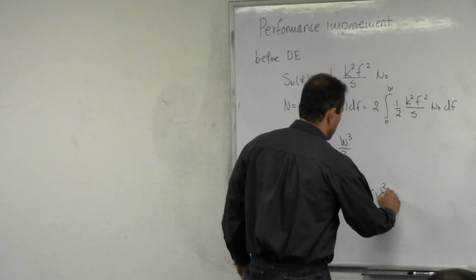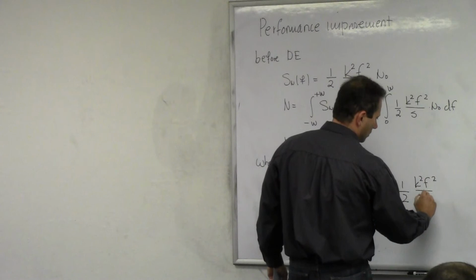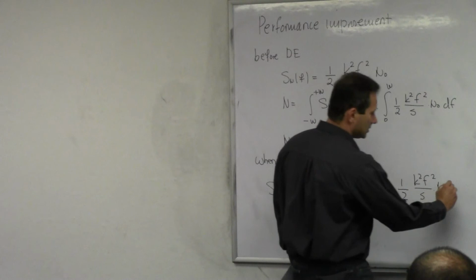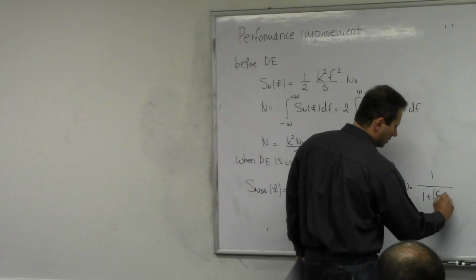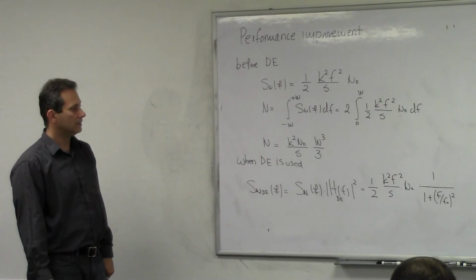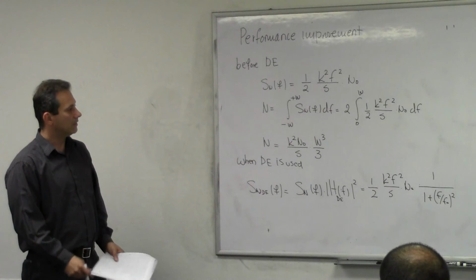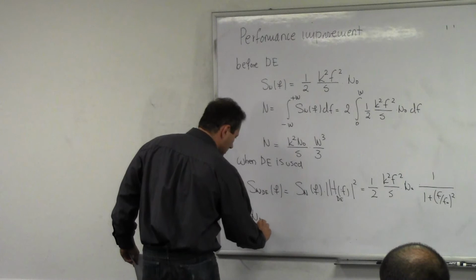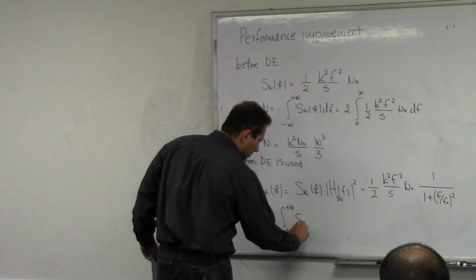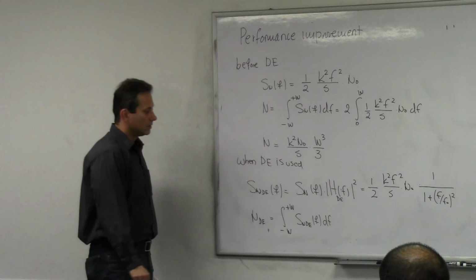So in our case, this becomes this 1/2 k squared f squared over S times N0. So that takes care of the first part. And the de-emphasis is 1 over 1 plus f over f0 squared. Right? So that's the magnitude square of the de-emphasis. And to obtain the power now, I need to integrate within the bandwidth of my signal. So the power of the de-emphasized noise is going to be the integral from minus W to plus W of Sn de-emphasized of f df. Right? That's just a general way how I would determine the power.